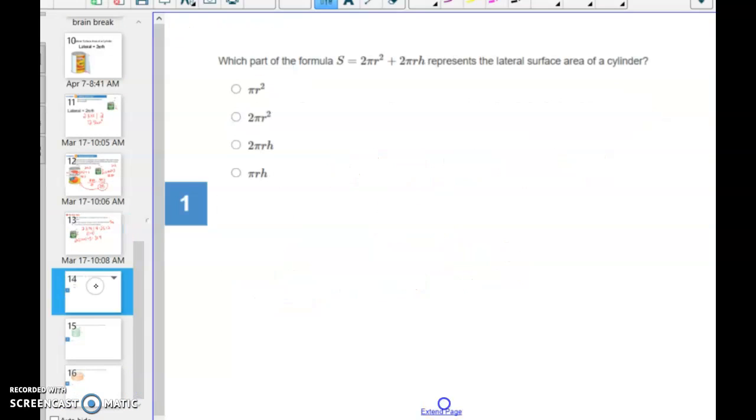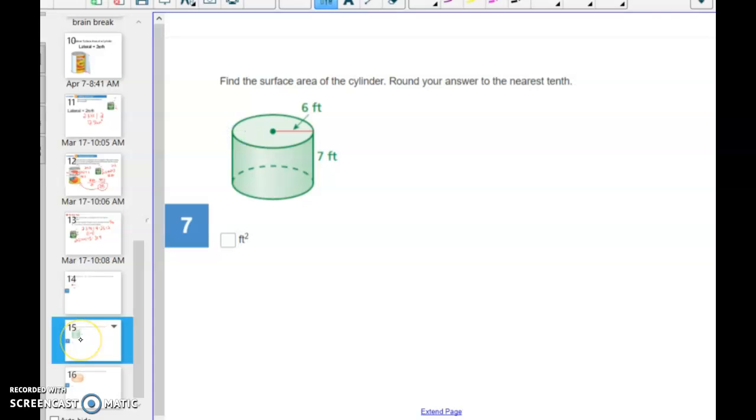All right, that takes me to our homework assignment in bigideasmath.com. First question says, which part of the formula represents the lateral surface area? And of course it is the 2 pi RH that represents the lateral or the label on your cylinder.